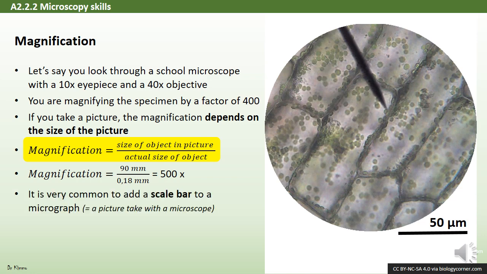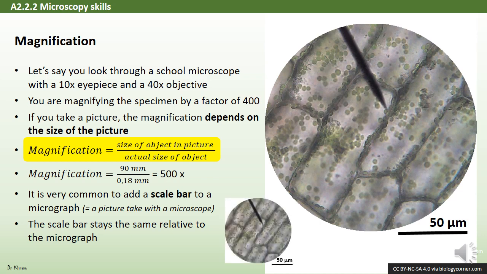Now, this is not always practical because I don't know if you are watching this video on your phone or on a big screen. So I can tell you that the magnification of this picture is 500x on your screen. That's why it's very common to add a scale bar to a micrograph. The scale bar stays the same relative to the micrograph. So even if you see the same thing in smaller size, the scale bar follows the shrinking, and you can always tell more or less how big the objects in the picture are.